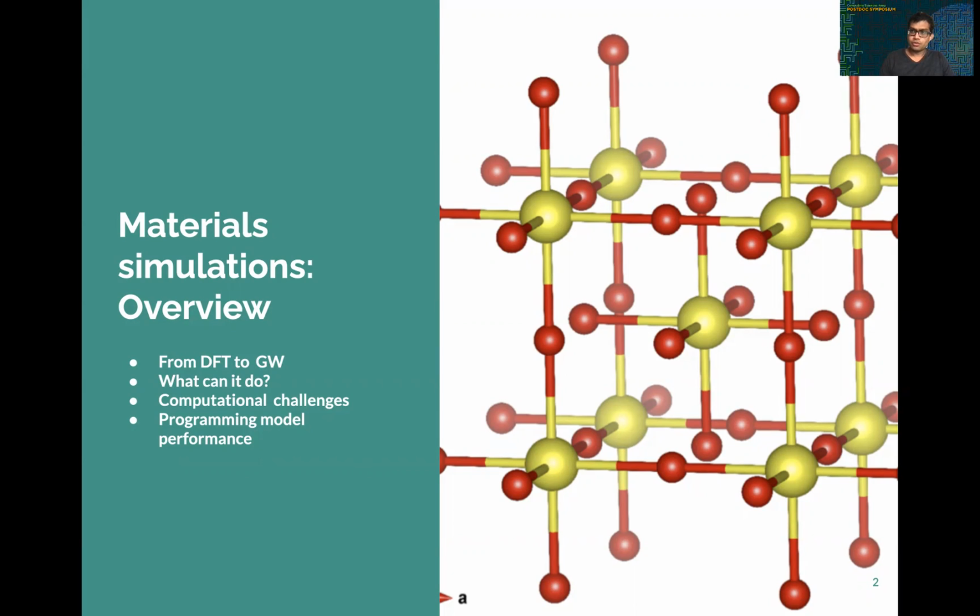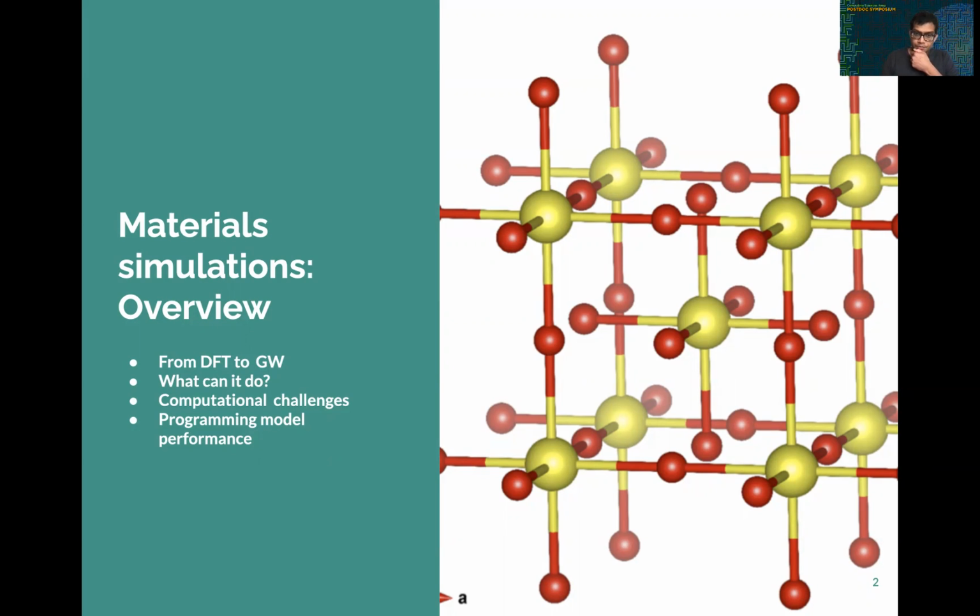So what people usually do is use DFT as a starting point and then put different types of correlations on top of it. You can use Hartree-Fock, you can use Monte Carlo, or you can use GW, which is perhaps the most complete and also the most complicated classical method that you can use on top of DFT.